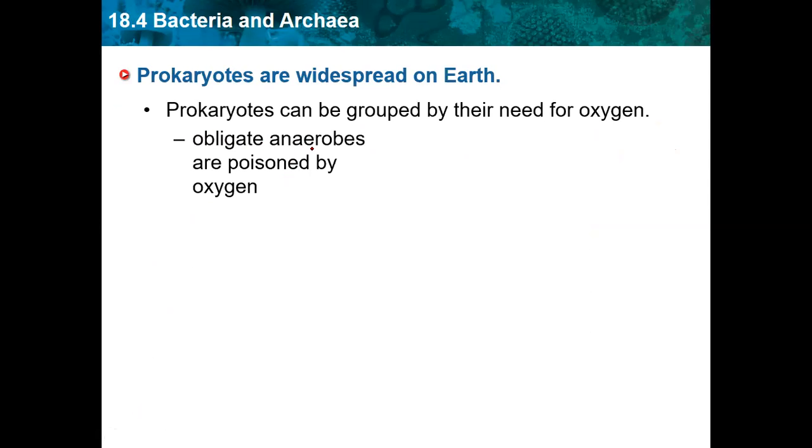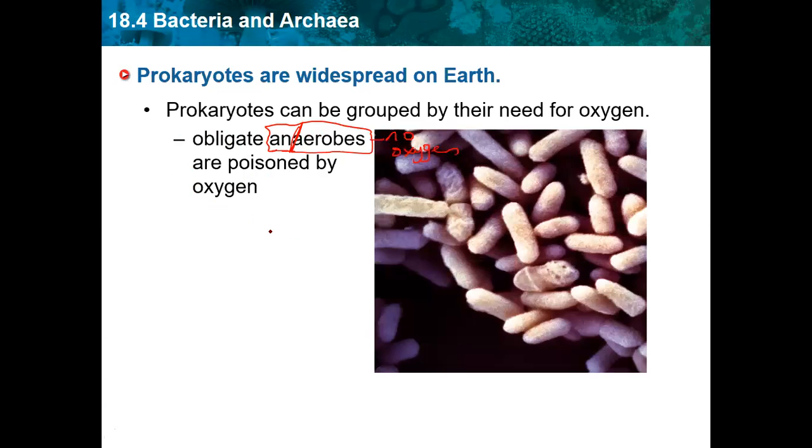Obligate anaerobes. Anaerobes are organisms that do not need oxygen. That's the meaning of anaerobes. Obligate anaerobes are poisoned by oxygen. They don't need oxygen, that's why they're called anaerobes. No oxygen, right? Yes. So these are examples of the obligate anaerobes.